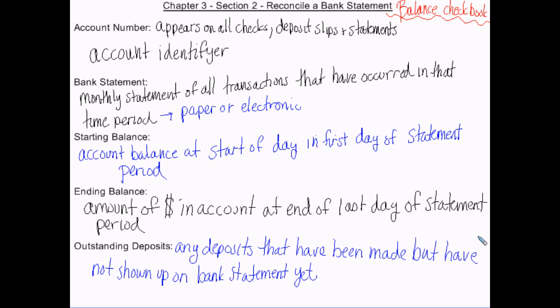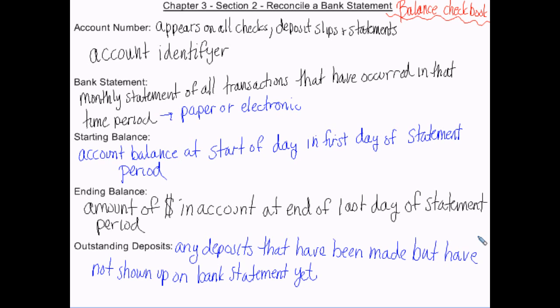Your ending balance is the amount of money in the account at the end of the day on the last day of the statement. So if the last day of the statement is the 30th, the ending balance is when the bank is closing that day. And what they do is they process the statements overnight because no transactions occur, and then they mail them the next day or post them on your account online.